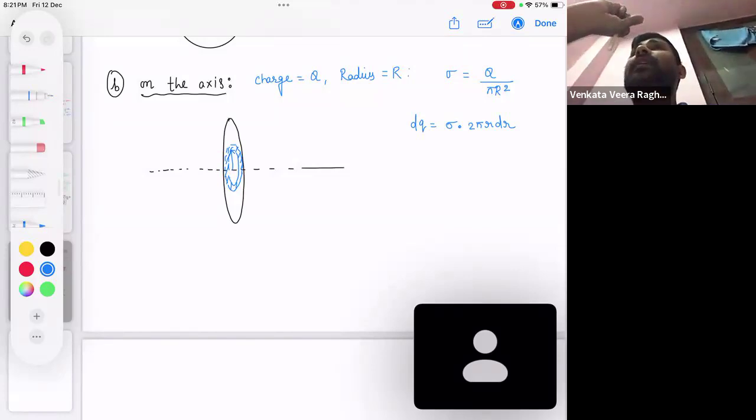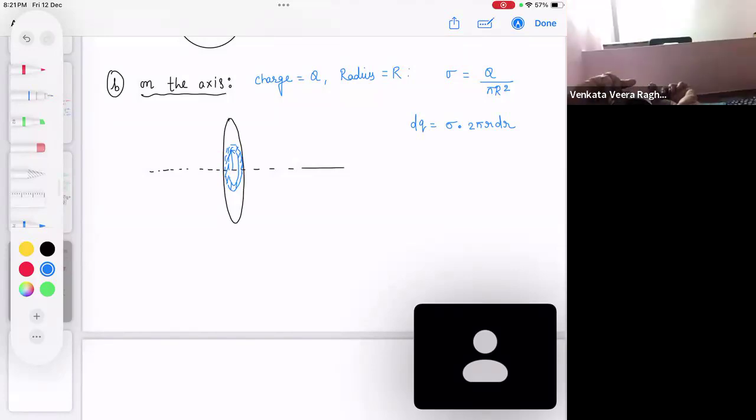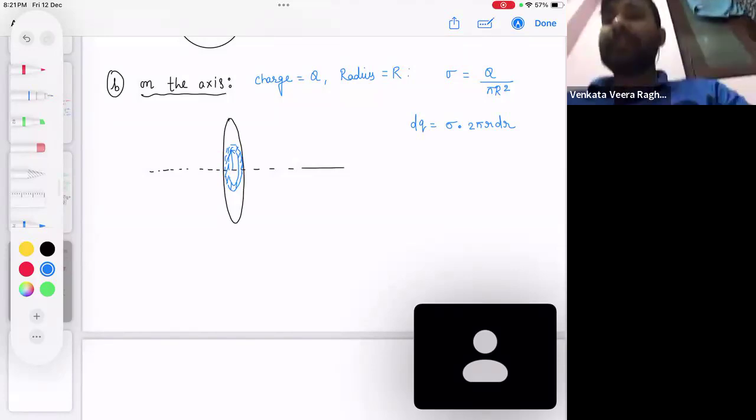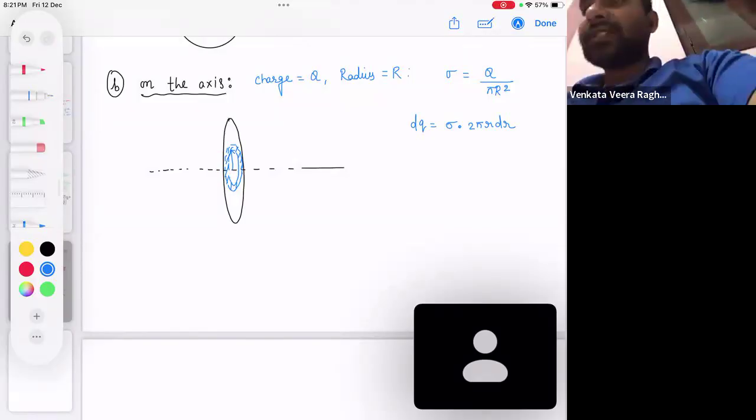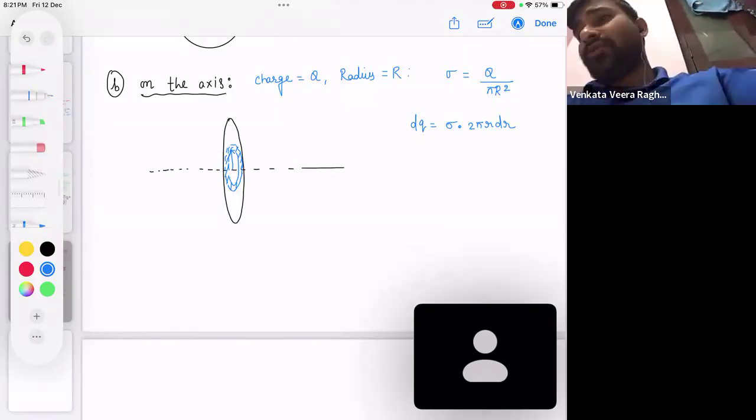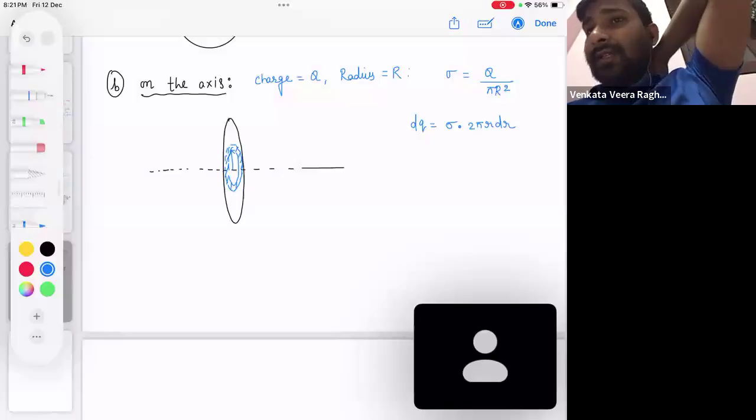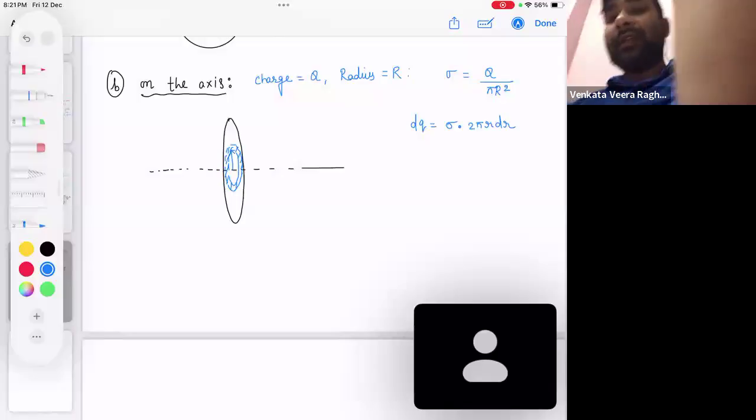Please check it. The ring, yes sir. If you cut this ring and spread it, isn't the area of that ring on which the charge is distributed 2 pi r into dr? So that is the dq for us.